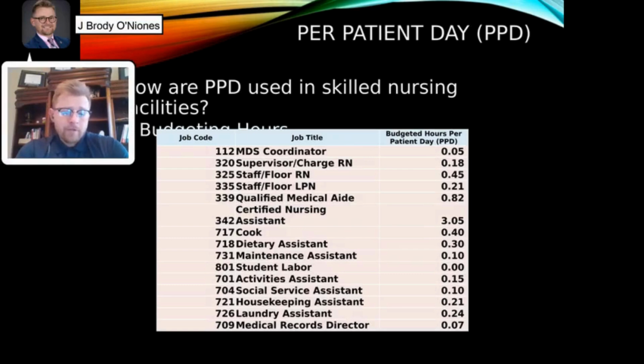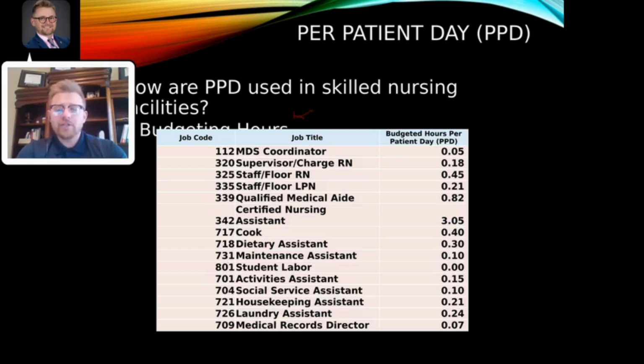All right, so now that we understand how to calculate patient days, let's look at per patient day. The slide did not upload the best. It got cut off, but all it says is budgeted hours. There's nothing behind this table.